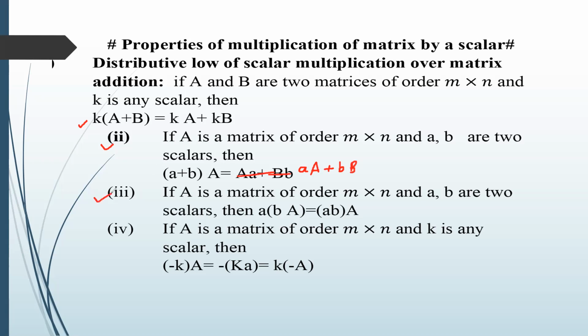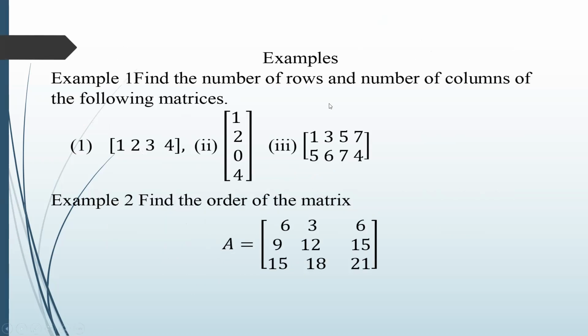Now we go for the third property. If A is a matrix of order m by n and a, b are two scalars, then a b times A is equal to a times b A. And the last property is, if A is a matrix of order m by n and k is a scalar, then minus k of A equals minus of k A, which is equal to k of minus A. So these are the four properties of multiplication of a matrix by a scalar. Is it clear?